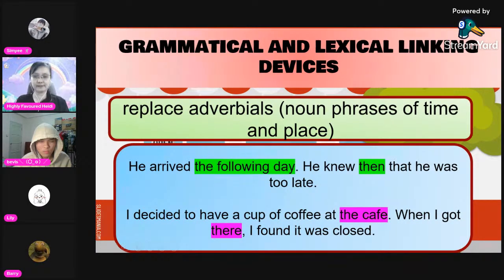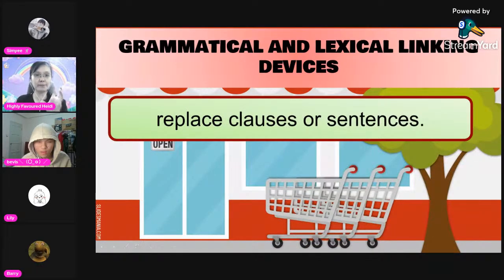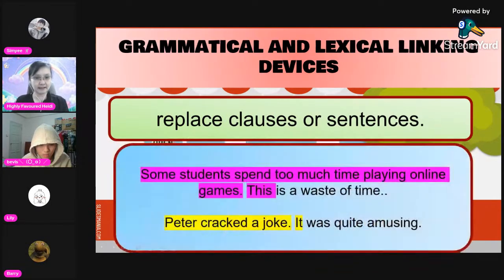All right. Then this one, replace clauses or sentences. Okay, let's look at this. Let's have Lily. Okay. Yes, Lily. Is Lily there? No, Lily. Okay, then Barry. Barry, can you read?